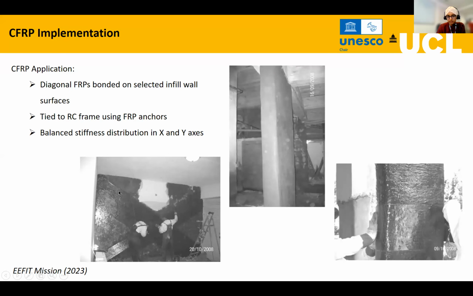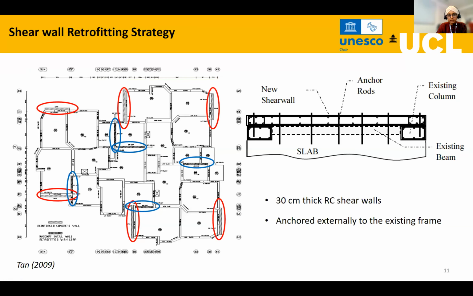So in this particular building, the A2 block, this was applied on the infill walls within the RC frames, as I mentioned. And they also found that several columns in the basement were corroded, and these columns had to be retrofitted too, so they were given a coating of CFRP. In addition to the CFRP, the second technique applied was additional shear walls, which were external to the building and attached to the existing RC frames, as you can see through these anchor rods. These were designed in a combined manner, such that combining these two techniques, the CFRP retrofit on the masonry infills and the shear walls, they would together provide balanced strengthening in both X and Y directions.